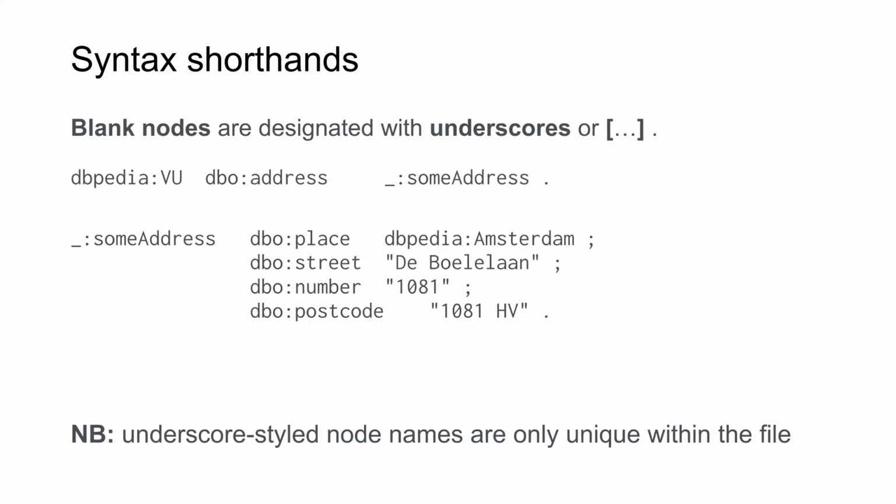And blank nodes, we discussed blank nodes. They are designated with underscores. So foo has a certain address, and then underscore some address. Then you specify that the some address has specific information like the place, the street number, and the postcode. You see here that since the predicate changes, we are using semicolons.